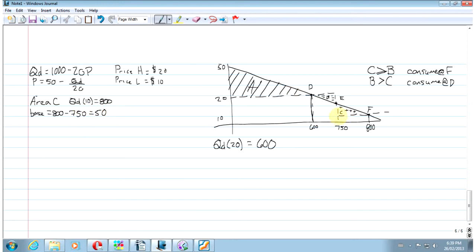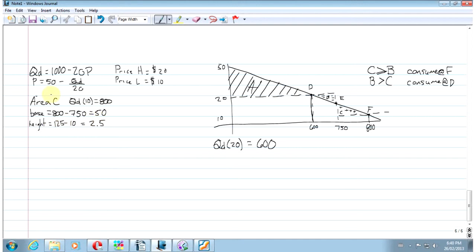Now the height, right? I know this low price is $10. So the price, or the height, is going to be something minus $10. And what that is, I can do the opposite here and plug in 750 into my quantity and get what price that is. So if I do that, I get that that price is 12.5. So the difference there is 2.5.